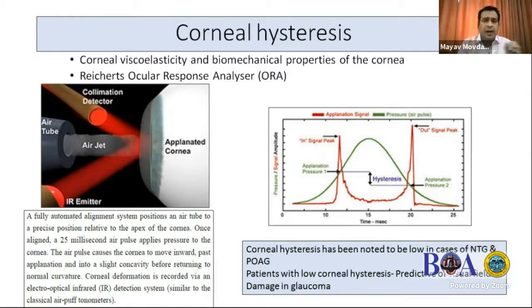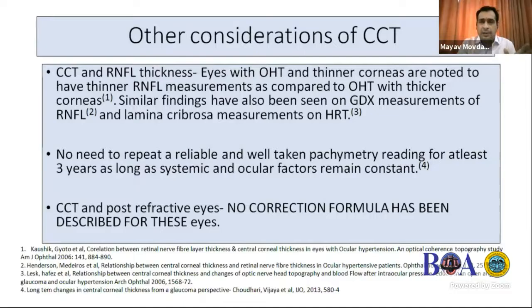So other quick considerations: eyes with low CCT have lower RNFL, but not too sure. As far as systemic and ocular factors remain constant, a reliable and well-taken CCT remains valid for at least 3 years, as per Dr. Vijaya's paper in 2013. And for CCT in post-refractive eyes, there is no particular correction formula.